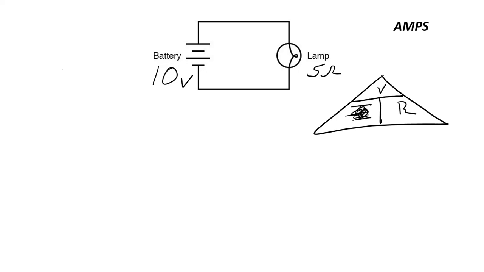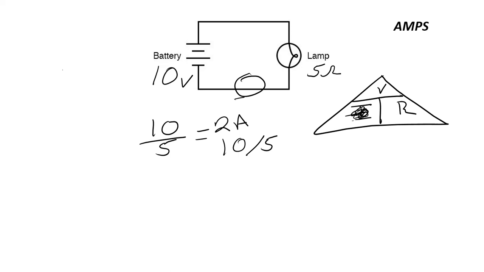And that gives me V divided by R. So let's do that. 10 divided by 5. So how many 5s are in 10? 10 divided by 5 equals 2. We have 2 amps. Same answer we got last time, 2 amps. 2 amps is our answer for this.